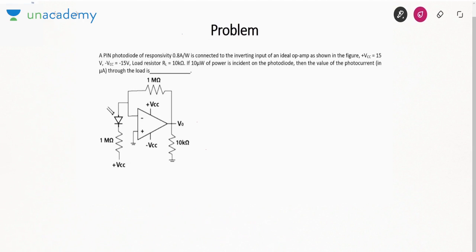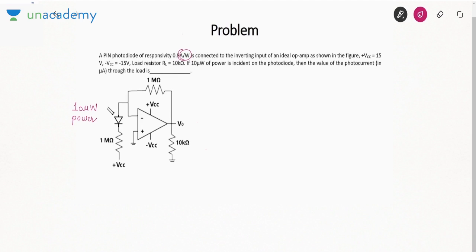Next problem. A PIN photodiode of responsivity 0.8 ampere per watt. This responsivity is studied in EDC. We don't need to worry. We'll only consider the units, ampere per watt. It is connected to the inverting terminal of an ideal op-amp, VCC 15, minus VCC minus 15, RL 10 kilo ohm. Now we are incident 10 microwatt power. We need to find the photo current through the load.